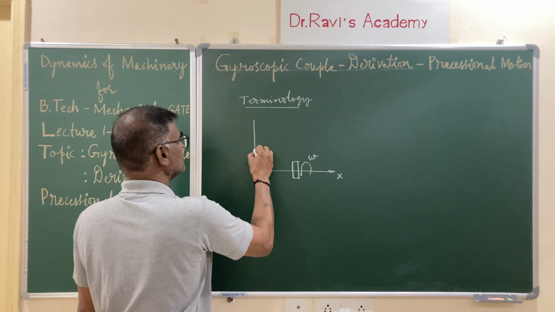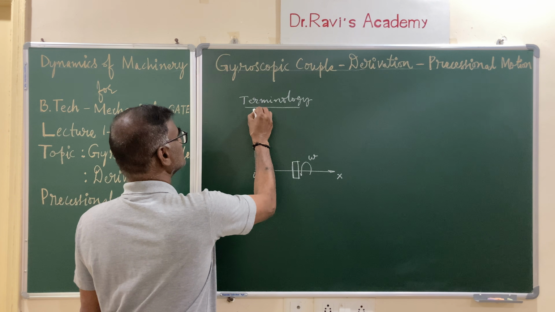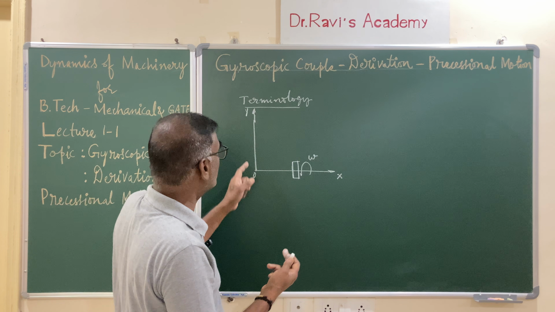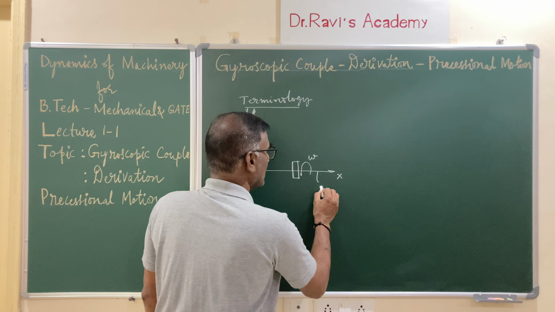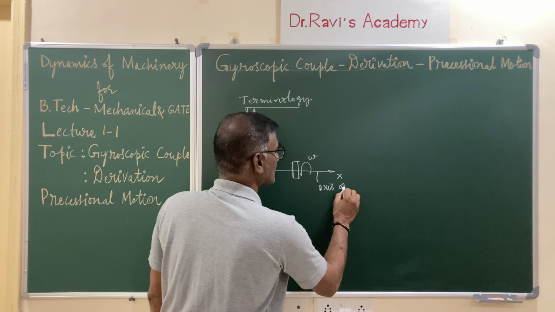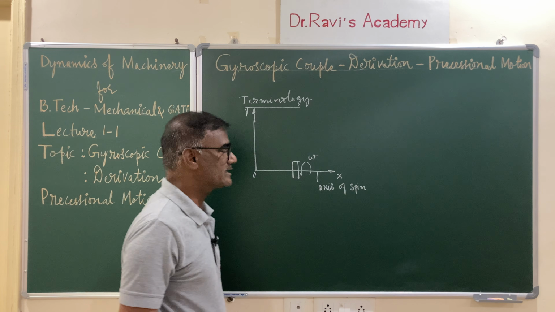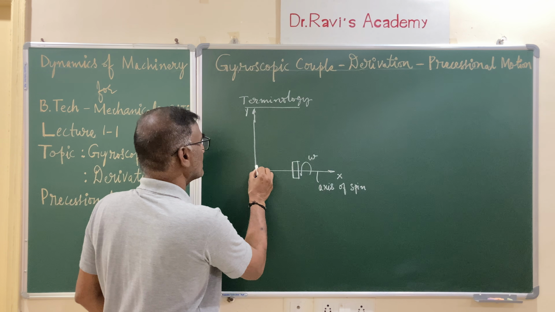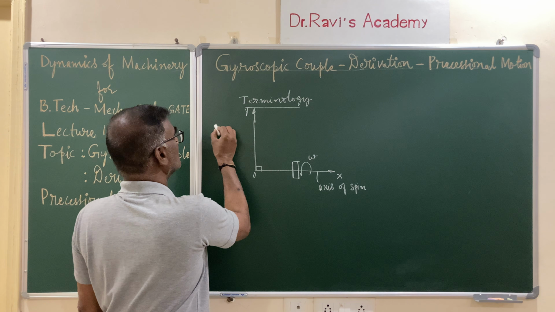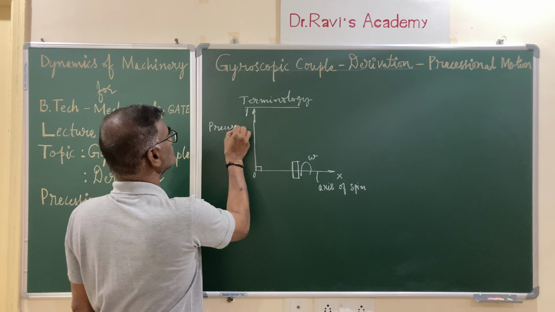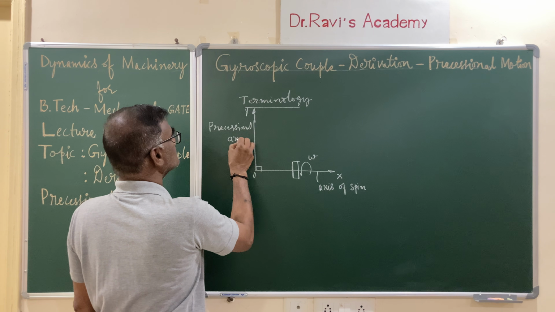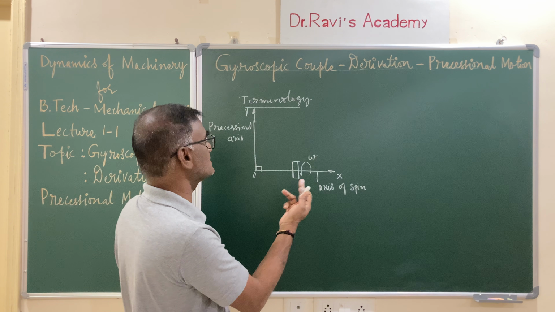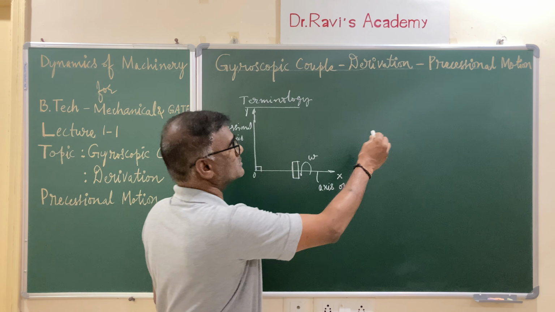And let us consider OY, the axis about which it is rotating. So this OX is called the axis of spin, about which it is rotating, and it is also rotating about another axis which is perpendicular to it. So OY is called the precessional axis, and a spinning body rotating about an axis perpendicular to it, that motion is called precessional motion.